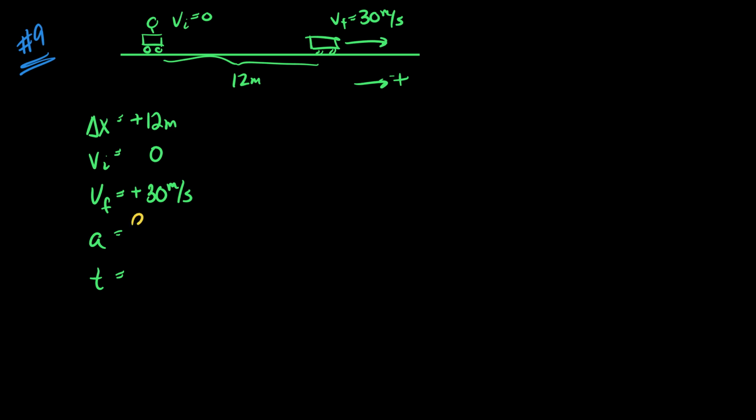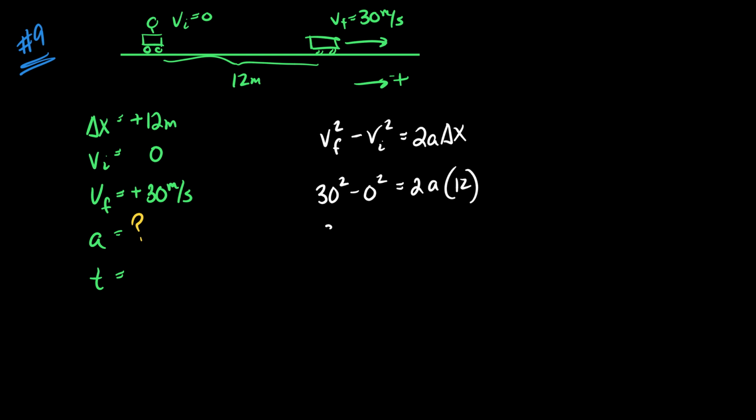I would like the acceleration. So I'm going to find a relationship that has everything in it except for time. I believe the best way to go then would be v final squared minus v initial squared equals 2a delta x. That will be 30 squared minus 0 squared equals 2a times 12. This is 900, I believe, and this equals 24a.